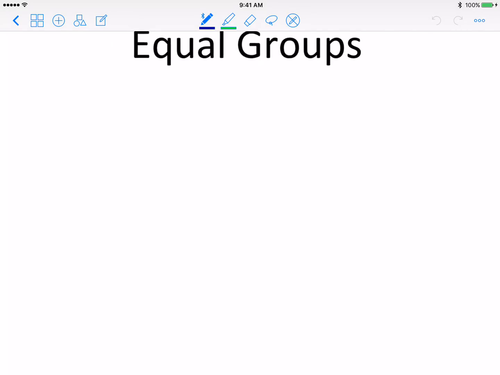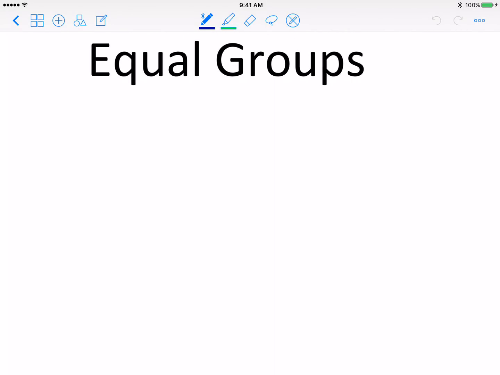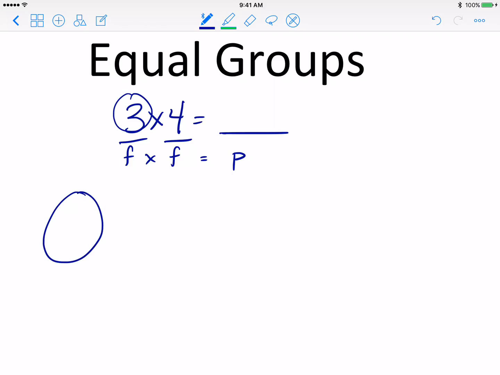So let's consider 3 times 4. Okay, 3 times 4, and we want to find the product. 3 and 4 are our factors. I'm going to put F for factors, and then our product is going to be here, just so we can see that representation. So when we're considering equal groups, just for teaching purposes, we're going to start with the 3. So that means we're going to have 3 groups: 1, 2, 3. 3 groups, and there are 4 objects in each group.